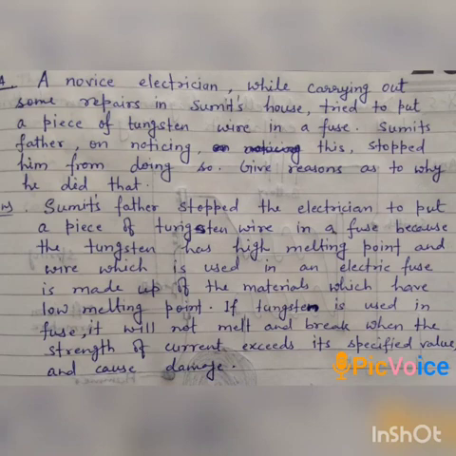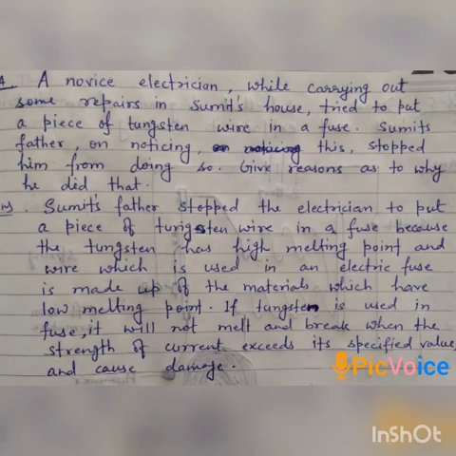Now question number 4. A novice electrician, while carrying out some repairs in Sumit's house, tried to put a piece of tungsten wire in a fuse. Sumit's father, on noticing this, stopped him from doing so. Give reasons as to why he did that. Now, what will be the answer?